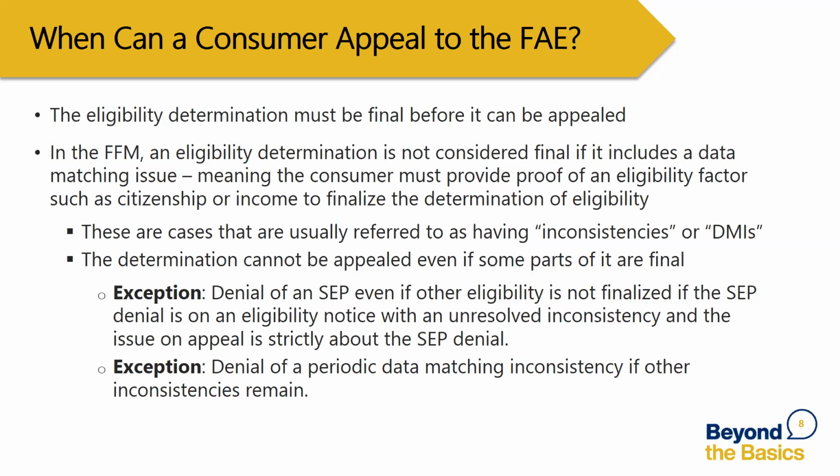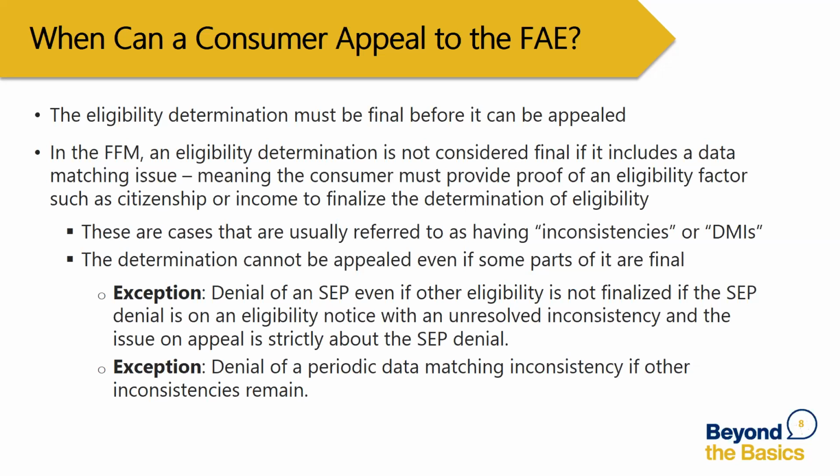There are also a few exceptions that I include on this slide, that even if one part of an eligibility decision is final but another is not, that's still not going to give an individual the avenue to appeal altogether. So this first exception, let's say someone has applied for a special enrollment period based on a change in their circumstances, and they get denied the SEP. They can't appeal the denial of the SEP if they also have an unresolved inconsistency. They have to wait until that inconsistency is resolved.